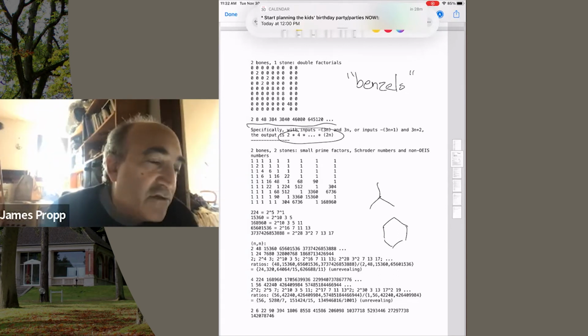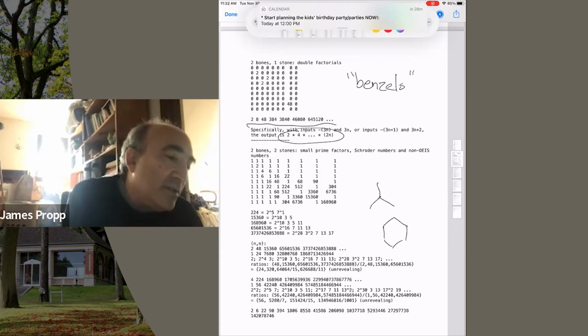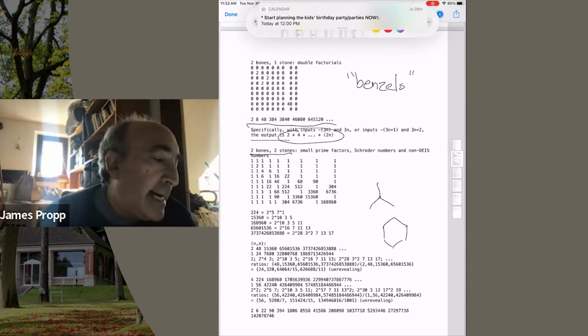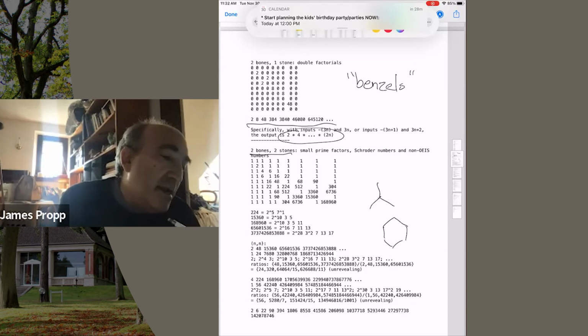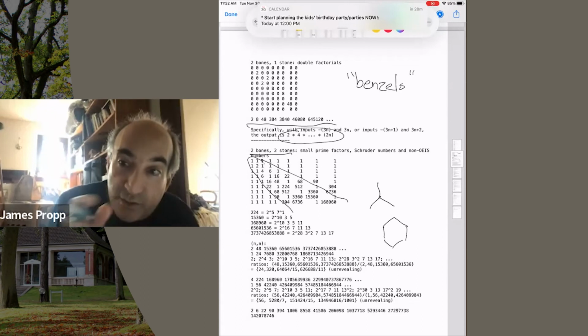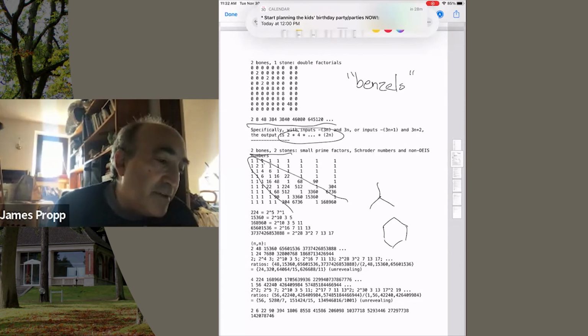So I'm looking at trimer covers of benzels. That's the name of the game. So suppose you allow 2 bones and 2 stones. Then you get these numbers in this diagram. I'll remind you again that there's 2 parameters here. And so you can make a 2-dimensional table showing how many tilings there are as these parameters vary.